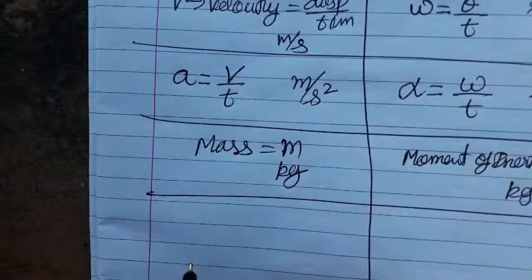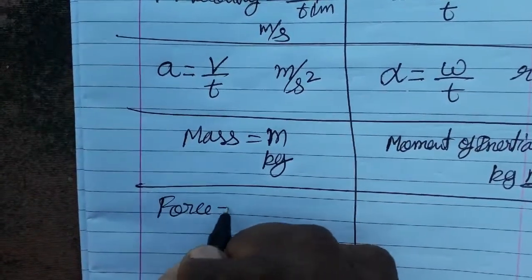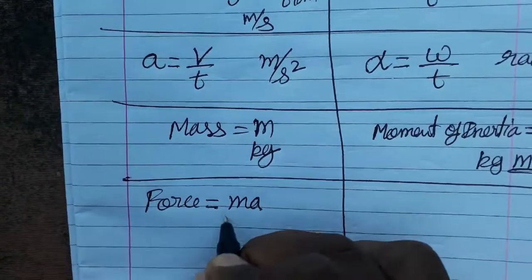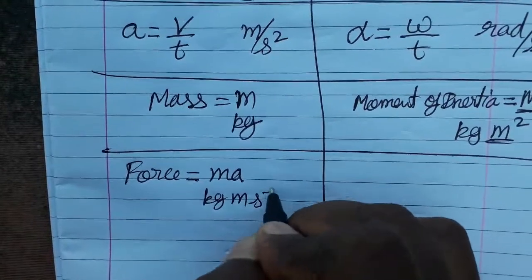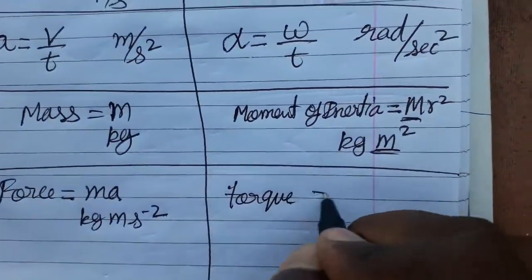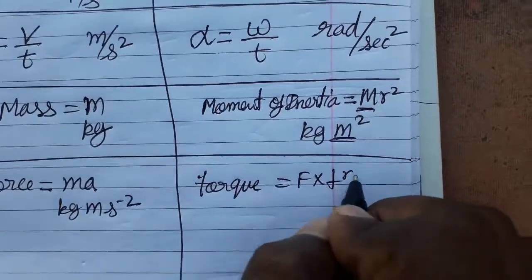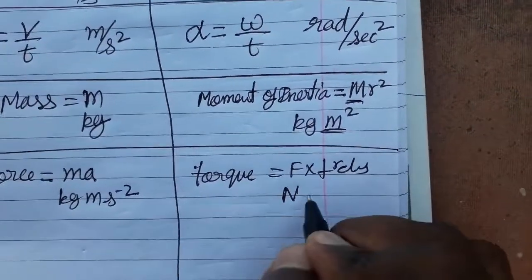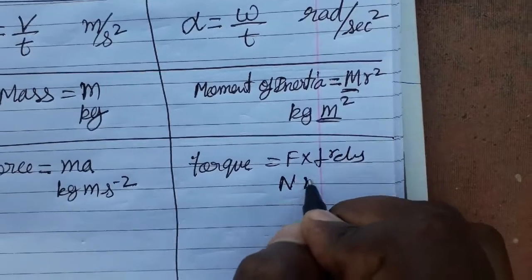And here we can take force is equal to mass into acceleration, that is kg meter second minus 2. But the same thing here is torque. It's force into perpendicular distance. Force is in newton, and the perpendicular distance, the radius, is in meter.